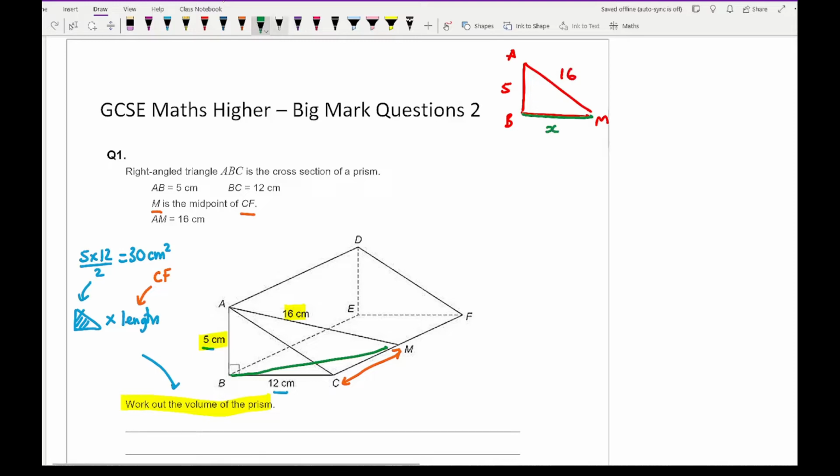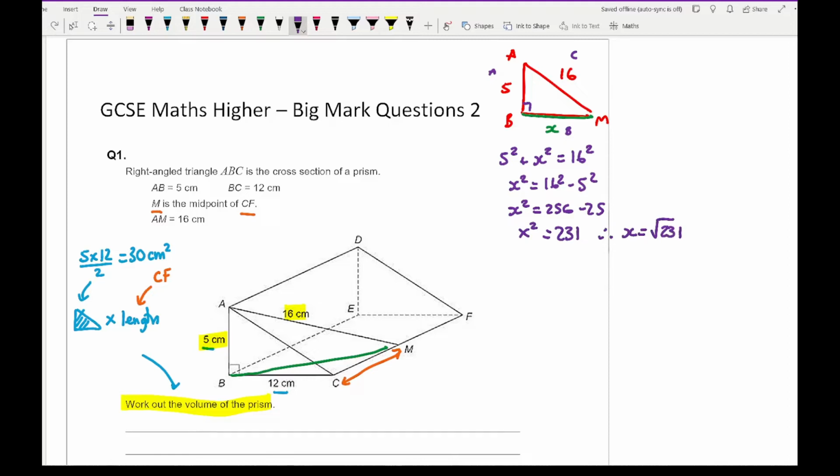So using Pythagoras, and if I call that C, there's my right angle, this A and that B, then what I end up with is 5 squared plus x squared equals 16 squared. So x squared equals 16 squared minus 5 squared. So x squared equals 256 minus 25. So x squared equals 231. Therefore x equals root 231. So that little green length there is root 231.